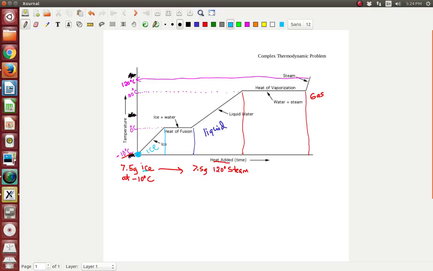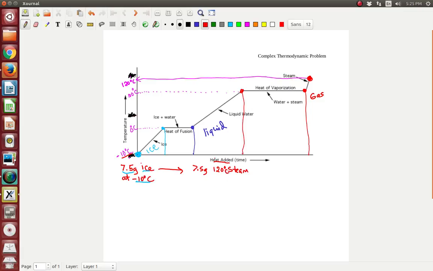And that's where we're going to have ice at negative 10 degrees Celsius, and we're going to have 7.5 grams of this ice. We're going to heat the ice up. We're going to melt it. So then we're heating up to this spot, and then we'll melt it to get to the other side, to here. And then we'll heat up the liquid water to get it to be hot water. And then we're going to turn our hot water into gas. And then we're going to heat up our water all the way to this point right here. So we're going to go from 7.5 grams of ice to 7.5 grams of steam at 120 degrees Celsius.